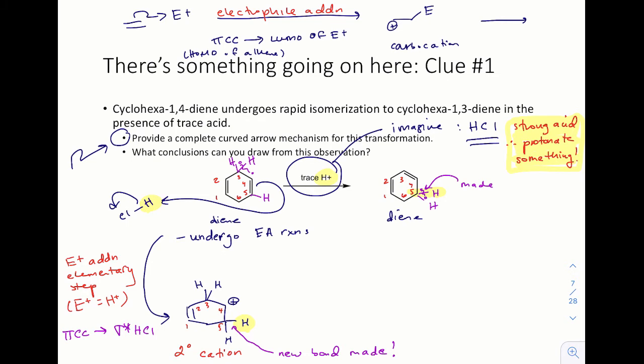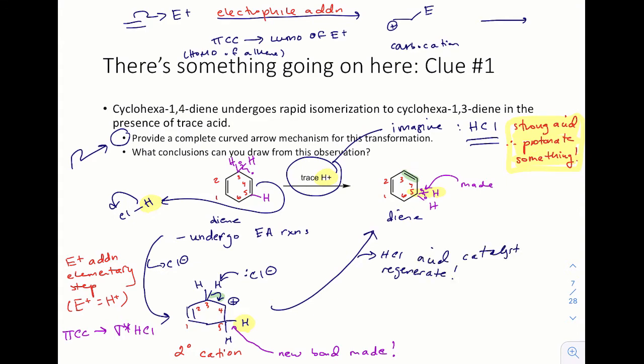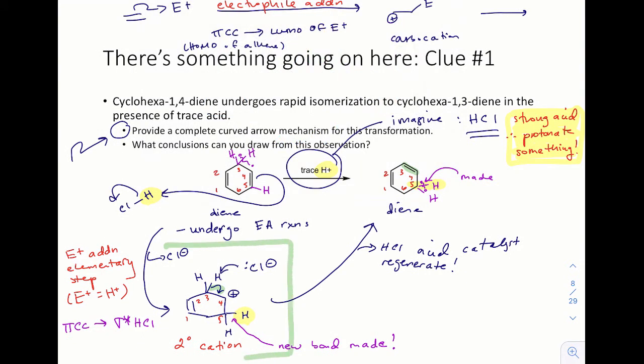Because we have evaluated what bonds are made and broken from the starting material to the product of this isomerization, we know what to do next without really giving it much thought. The conjugate base chloride could deprotonate here. These electrons in the carbon-hydrogen bond will now make this pi bond. And then the product has been generated and the acid catalyst regenerated. And although this would be a perfectly acceptable answer, most likely this cation actually undergoes rearrangement before it can react with the conjugate base chloride.